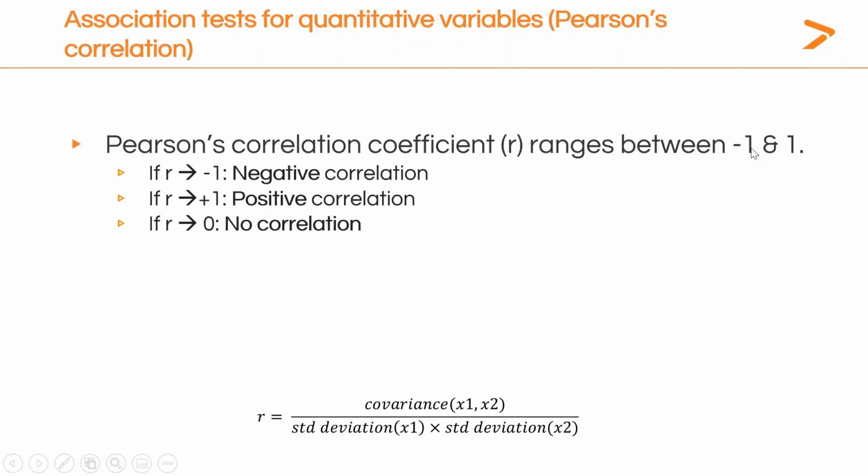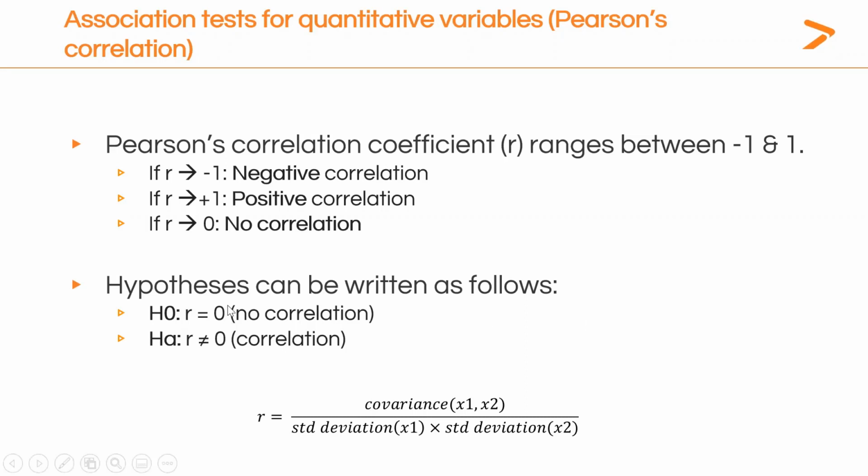This coefficient ranges between -1 and +1. If the coefficient is close to -1, there is a negative correlation between the two variables. So when one increases, the second one decreases. If the coefficient is close to +1, there is a positive correlation between the two variables. So when one increases, the second one increases. If the correlation is close to 0, there is no correlation. So when one variable increases, the other one is not affected. Now, based on Pearson's correlation coefficient, we can formulate or we can write down hypotheses.